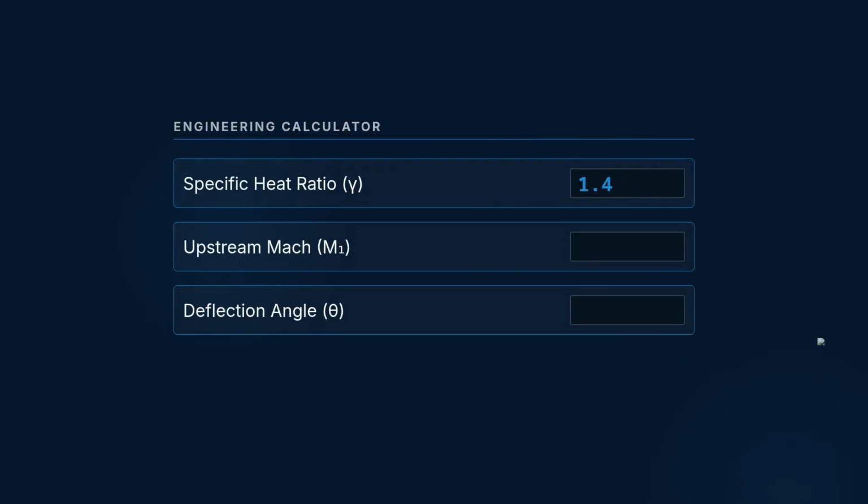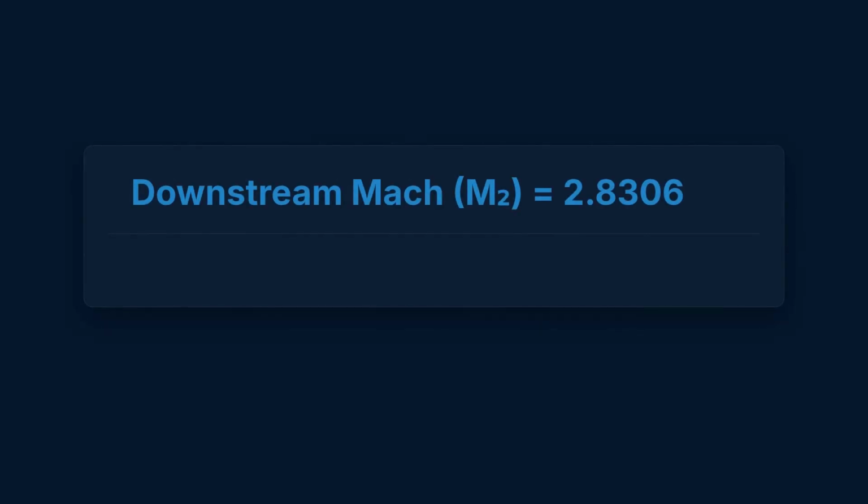With specific heat ratio G equals 1.4, upstream Mach number M1 equals 2.0, and deflection angle Θ equals 20 degrees. Clicking Calculate gives us these results. The downstream Mach number M2 is 2.8306.